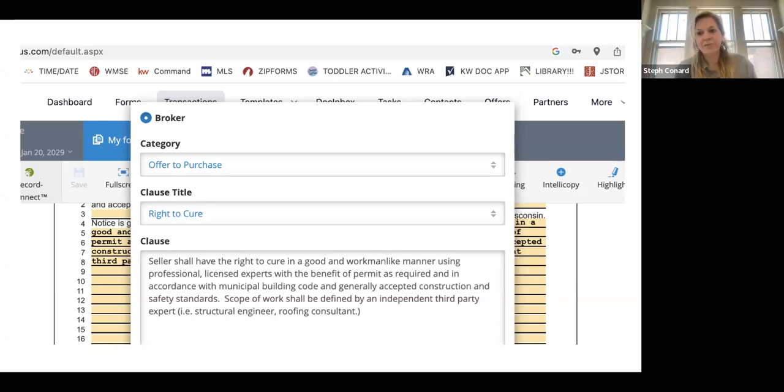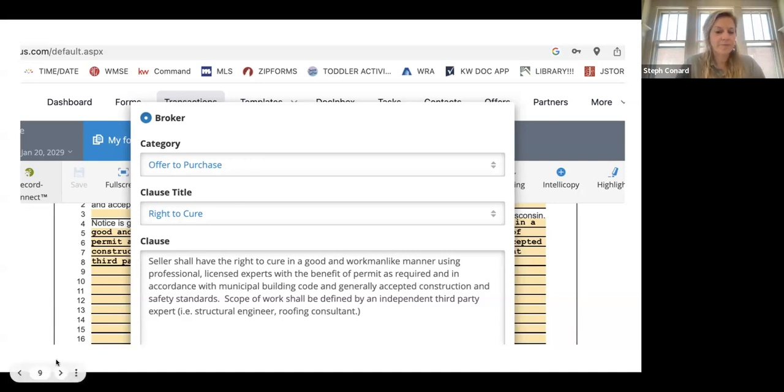We then have the peace of mind knowing that if the seller does elect to cure and they fix that roof, it has to be done by a qualified professional. Again, Uncle Joe can't come in and make that repair. It's got to be done with a licensed professional. So that's again in our clause library. And if you have questions on how to find that, let me know.